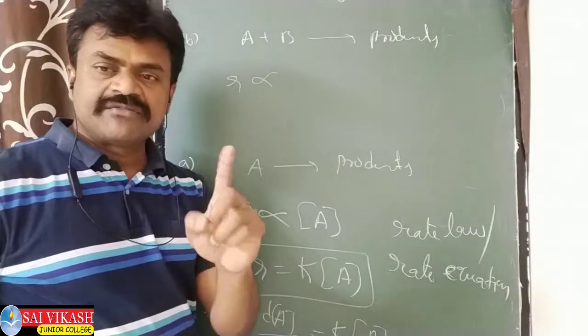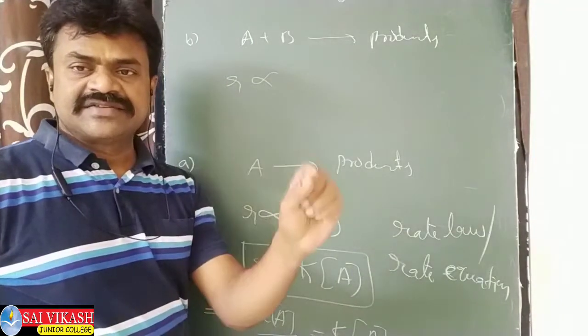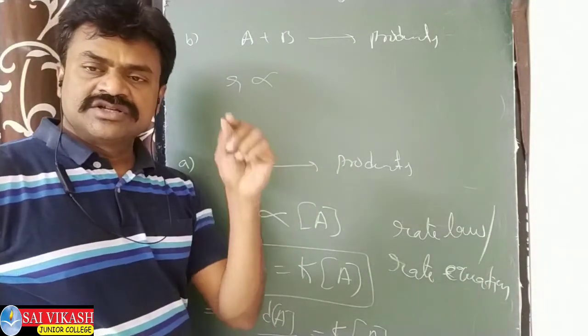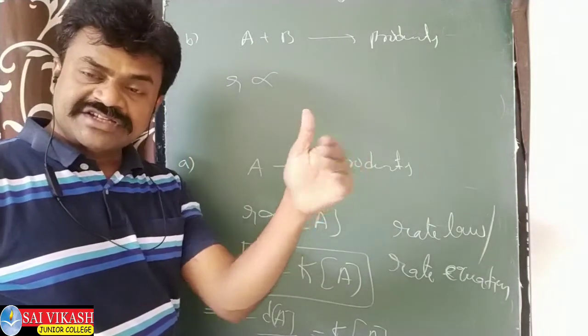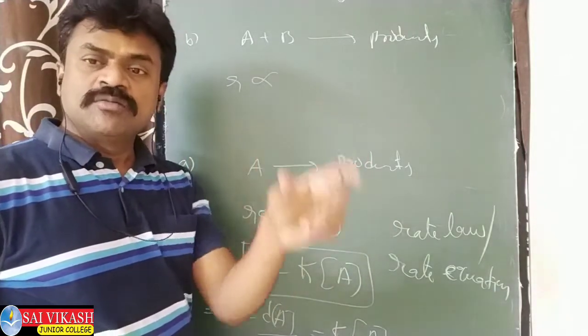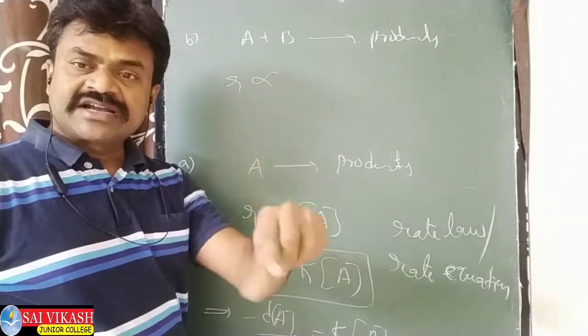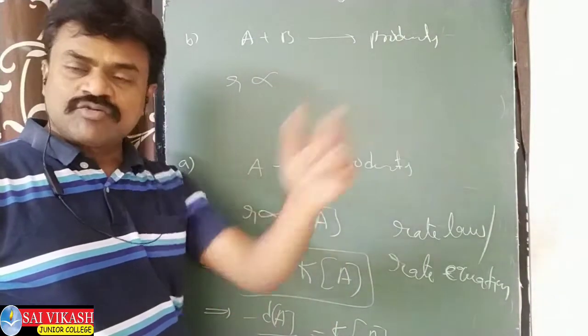According to the law of mass action in class 11 chemical equilibrium, there also we have written that the rate of forward reaction is directly proportional to the molar concentrations of the reactants, their active masses.